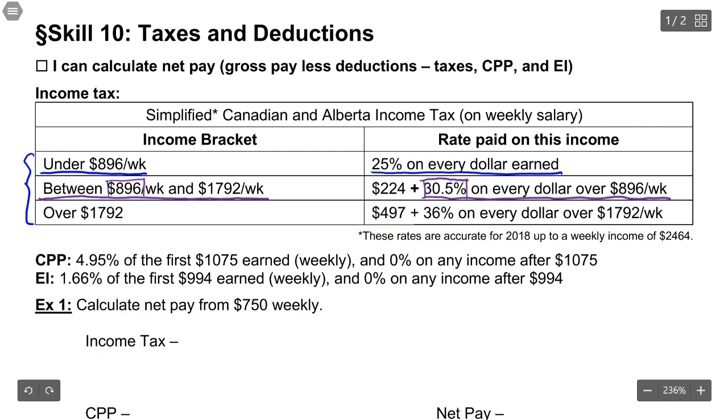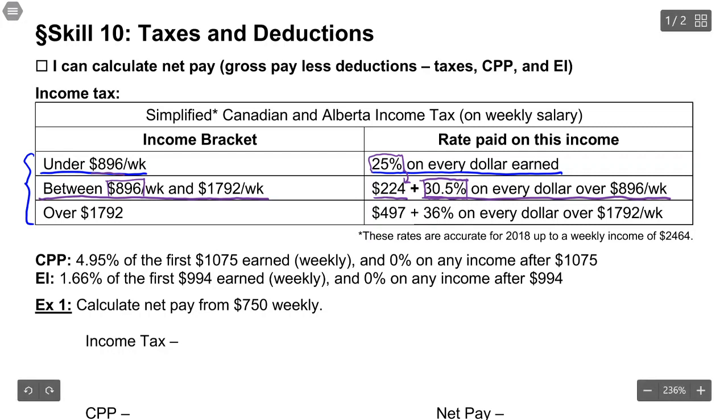The first $896 you only pay 25% on, and that works out to be $224. So you pay $224 for the first $896 that you earned, and then you pay 30.5 cents per dollar, like 30.5%, on every dollar above that.